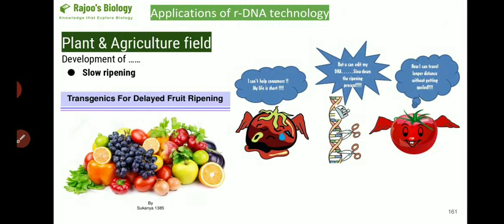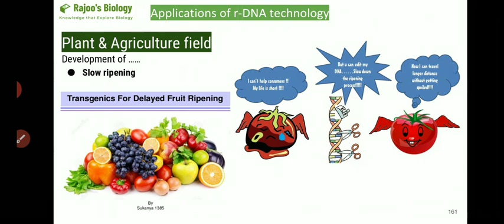So scientists identified the gene responsible for ripening. They delete or modify the control system by rDNA technology, whereby such plants cannot ripen within a short period of time. So delayed fruit ripening is helpful during transportation, so that they maintain their quality.